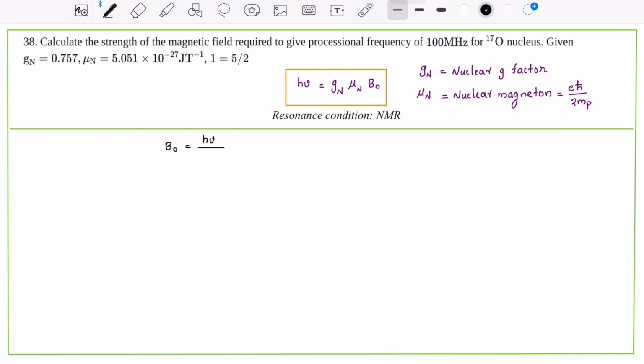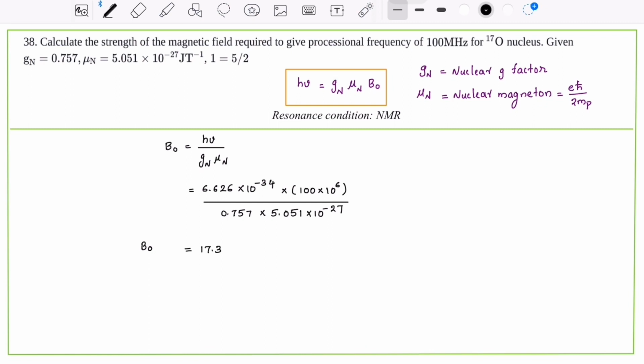What is B0? This is H nu divided by Gn mu n. This is equal to 6.626 into 10 raised to minus 34 into frequency is given by 100 into 10 raised to 6, that is 100 megahertz, divided by Gn is given in the question as 7.757 and mu n is also given as 5.051 into 10 raised to minus 27. Therefore, B0 is equal to 17.33 Tesla.